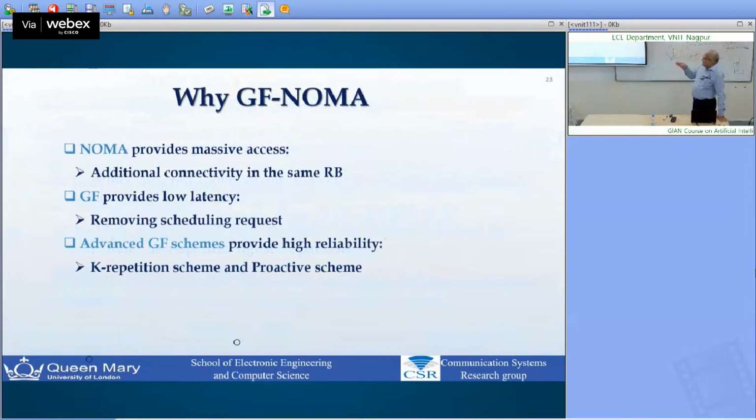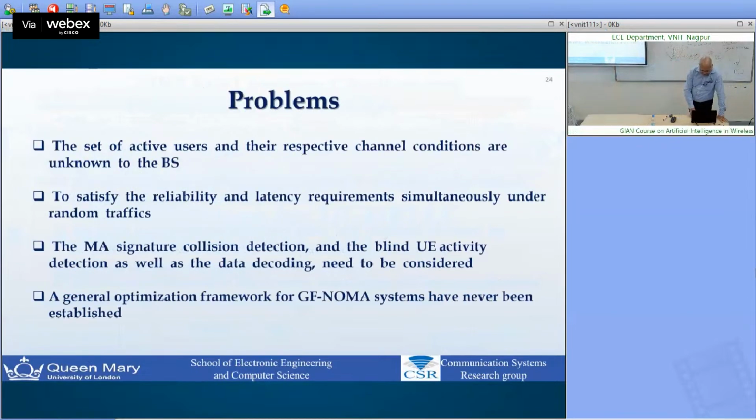So here I mentioned the requirement. So now the problem is, we are going to have a set of active users. The base station does not know the channel conditions, because when you have massive connectivity, thousands of devices, the base station cannot estimate the channel of 1000 IoT devices. So here the problem is channel state information is unknown to the base station because of massive connectivity.